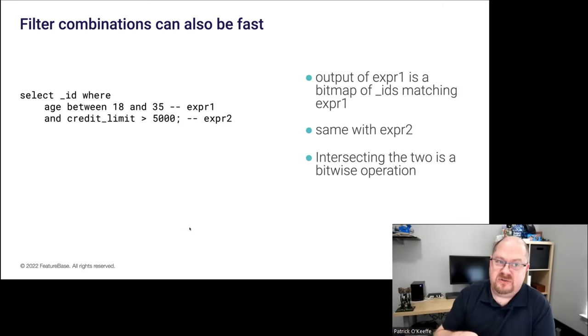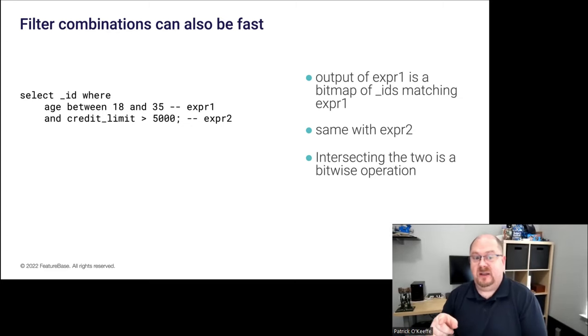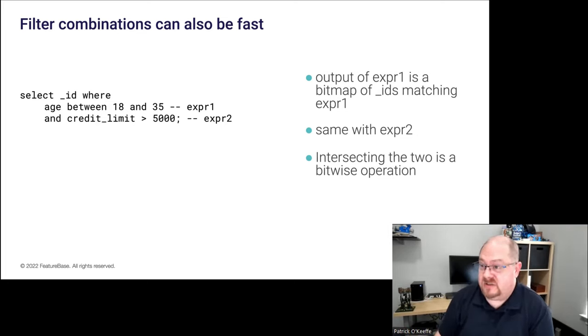And so where this also becomes interesting is filter combinations can be fast. So if you think about my query, it's still missing a from clause. If you think about this, where you've got an AND in the filter, right? So the output of expression 1, which is between 18 and 35, is a bitmap of IDs matching expression 1. Expression 2 is a bitmap of IDs where the credit limit is greater than 5,000, and intersecting the two is just a bitwise operation to get the matching IDs. And bitwise operations we can vectorize with SIMD. So that becomes very, very, very fast. So we saved I/O and saved a bunch of compute time.